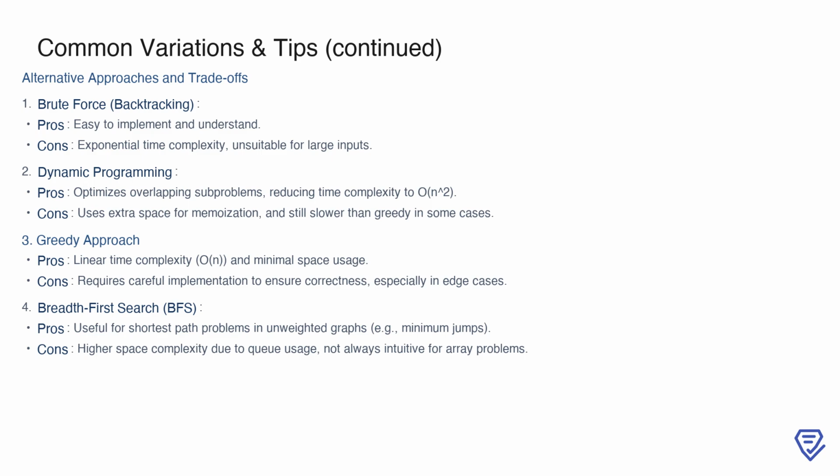Breadth first search, or BFS, is another interesting option, often used for shortest path problems in unweighted graphs, such as finding the minimum number of jumps. While it's intuitive for certain problems, BFS has higher space complexity due to the queue it requires and may not be the most natural fit for solving array-based problems like jump game. Understanding these trade-offs helps you select the best approach based on the problem's constraints and requirements.